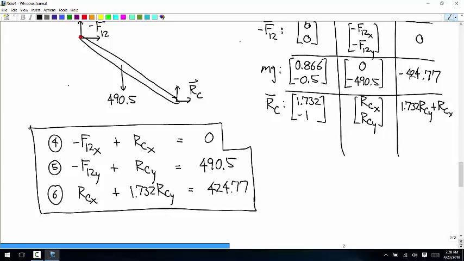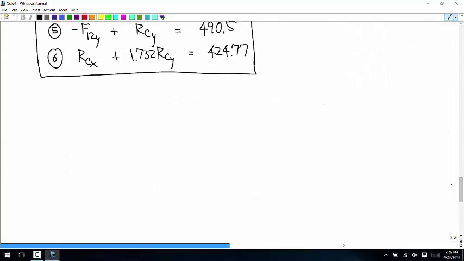So that's 6 equations. We have 6 variables, F12, RA, and RC. Those are all vectors. Anybody been solving this whole time?